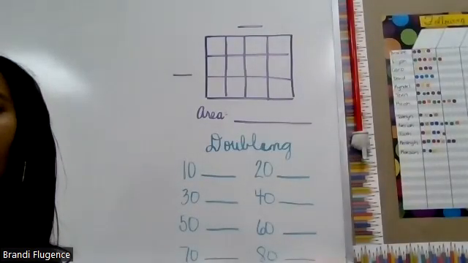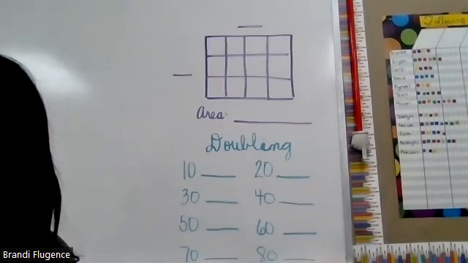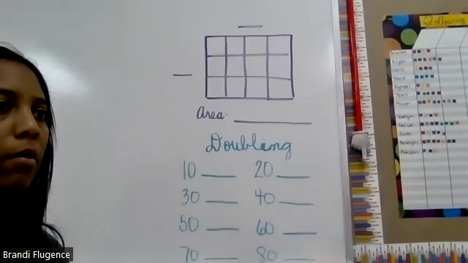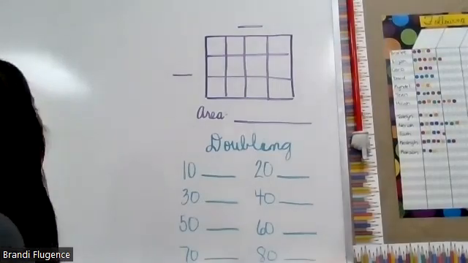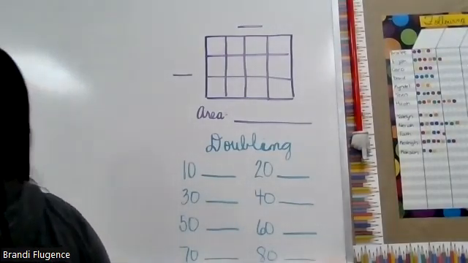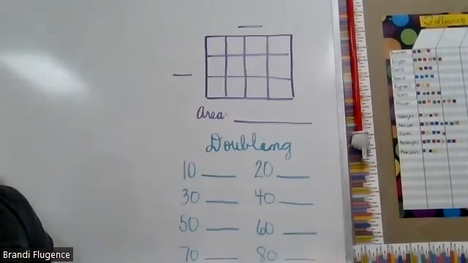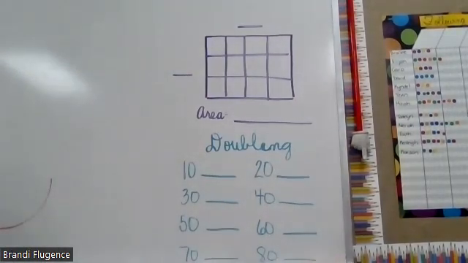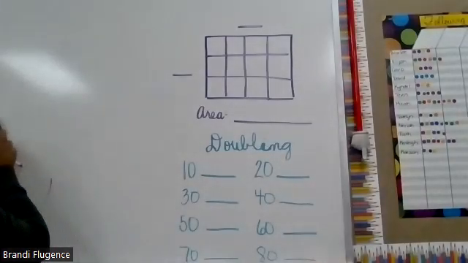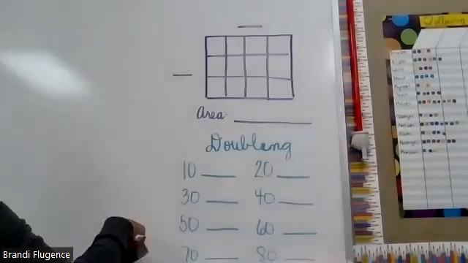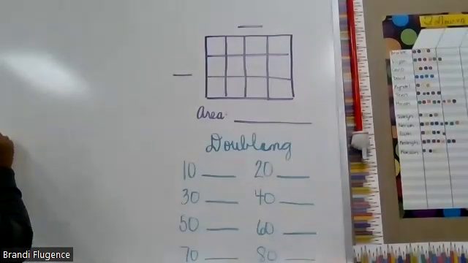3 times 3 equals 9. 5 times 9 equals 40. 3 times 6 equals 18. 4 times 2 equals 8. Back to you, Dennis. 5 times 4 equals 20. Avaya?